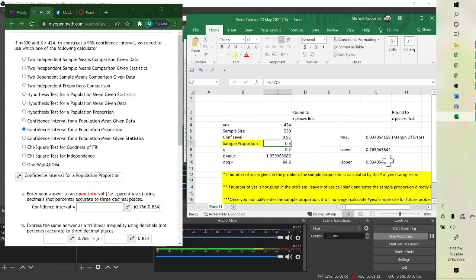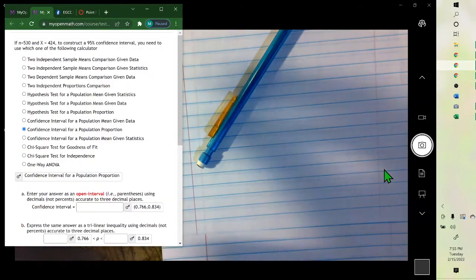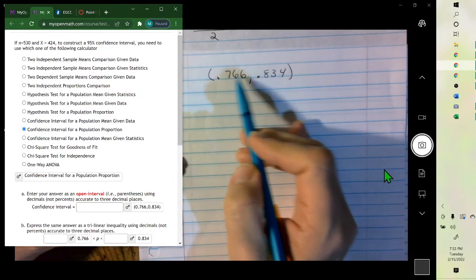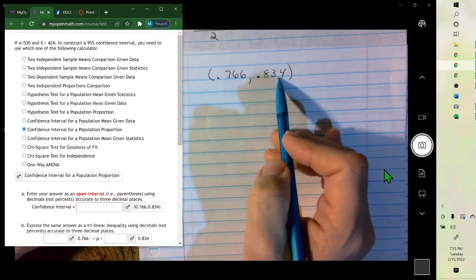And we get, here's our values. And that would be, this would be writing it as an interval. 0.766 to 0.834. So when we get those numbers, this would be interval notation.